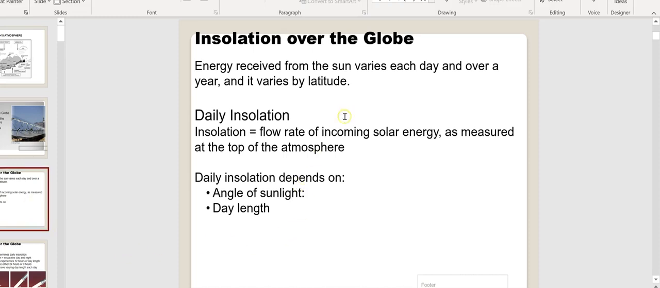And it comes at a rate and it varies each day and over a year, and it varies by latitude. So we've already learned that the Earth's equator, so at 0 degrees, is the area of the Earth that receives the most constant, the most intense amount of energy and insolation concentrated than any other part of the globe. The farther away you get from the Earth's equator, the less insolation you receive.